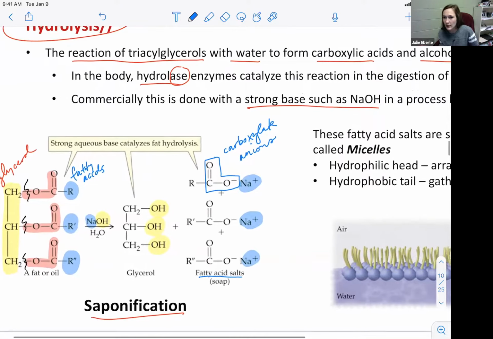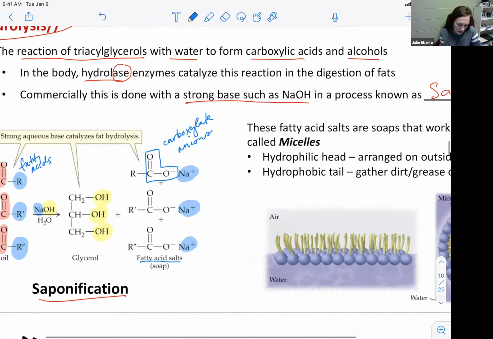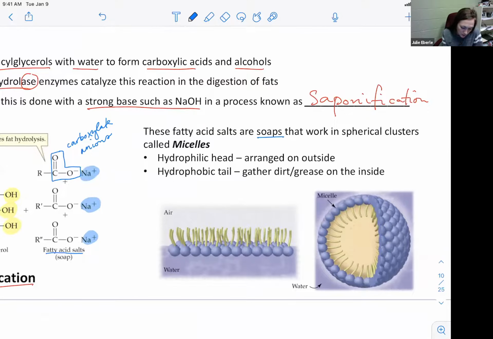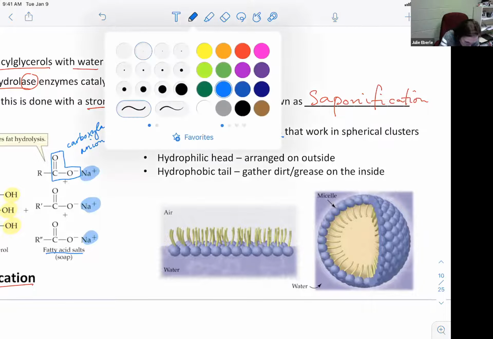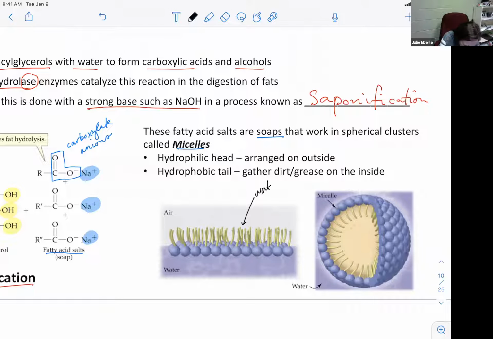Now, how is this useful biologically? What's the significance here? So these fatty acid salts or soaps, they work in spherical clusters called micelles. Anybody heard the word micelle before? And a micelle, once we mix it with water, there's a part to the fatty acid soap that is water loving, and that's the charged parts, the carboxylate anion part or the cation part. And then there's a part that's water fearing, and that's these long hydrocarbon tails. These long hydrocarbon tails right here, these are water fearing. These are hydrophobic. And the purple heads or spheres, these are water loving.